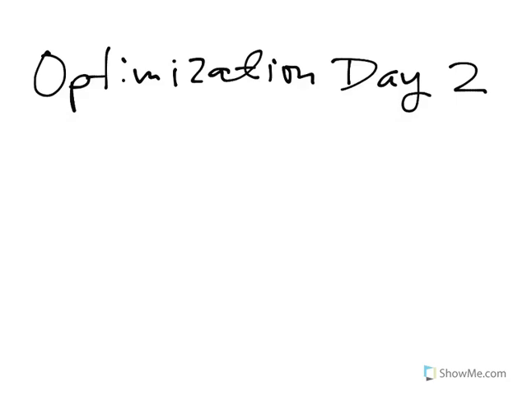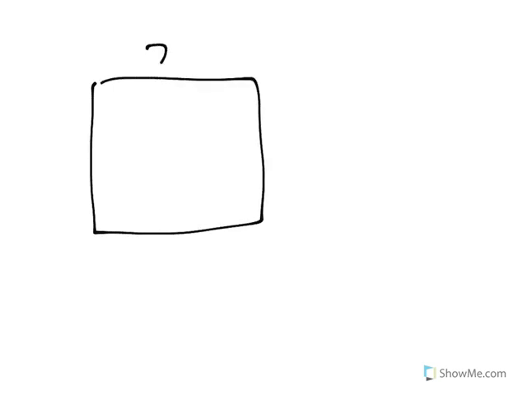Not every optimization problem leads to a quadratic equation that you can use x equals negative b over 2a to find the maximum or minimum point. One example of this is, imagine I have a square piece of cardboard. It's 20 inches by 20 inches. And I want to convert it into a three-dimensional box.